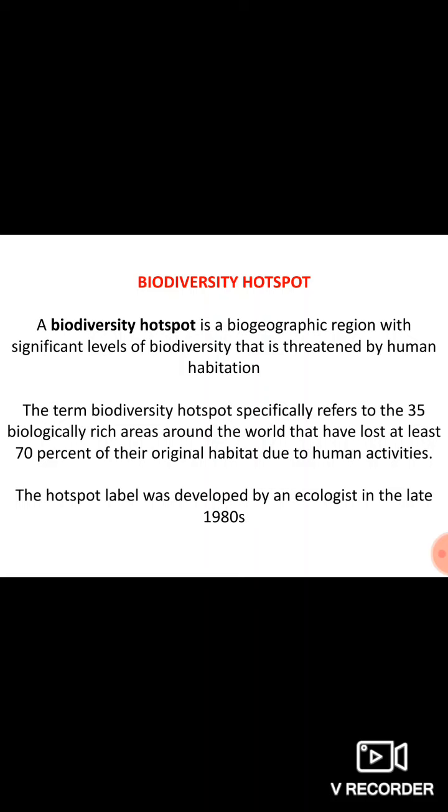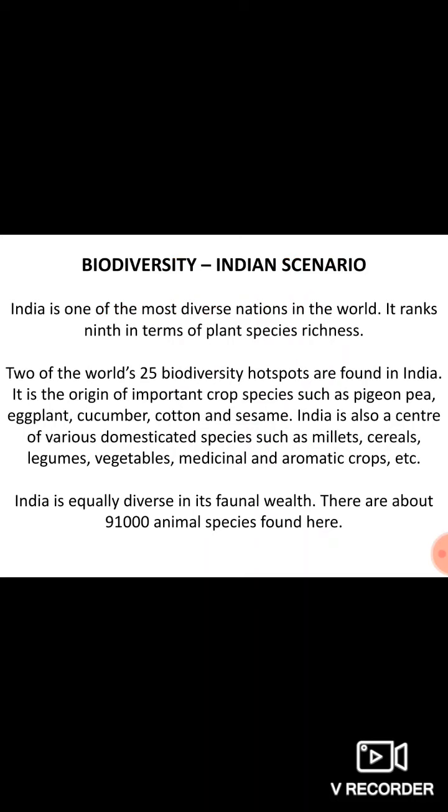Right? What are those hotspots? We will try to understand. Now you go to this slide. Indian scenario we are explaining. So, 2 of the world's, sorry for the number, 35 you can mention there. Actually, 25 is because of clubbing of a few of the things, but in India it is 2. That is a fixed number. 2 of the world's 35 biodiversity hotspots are found in India.